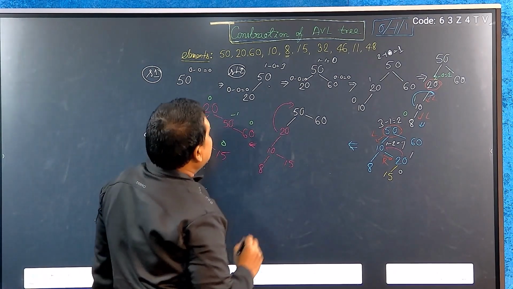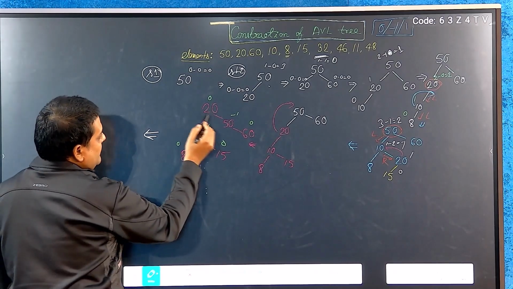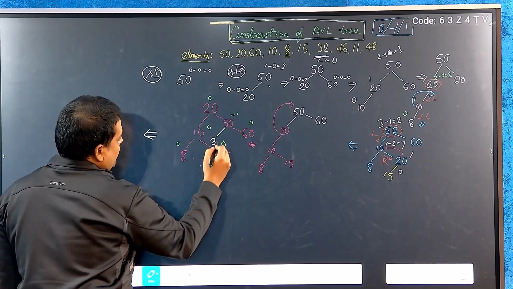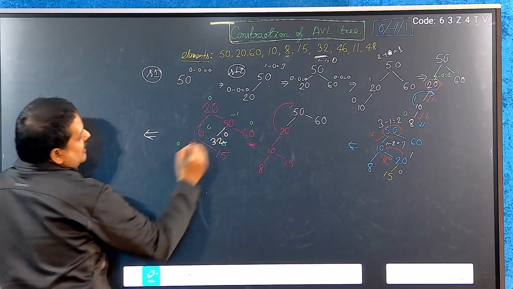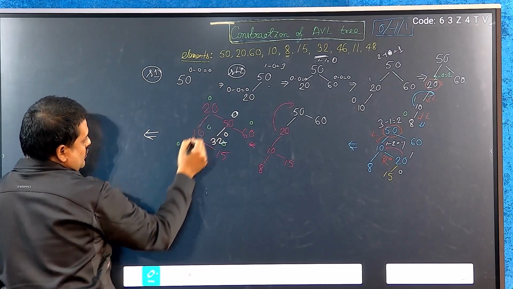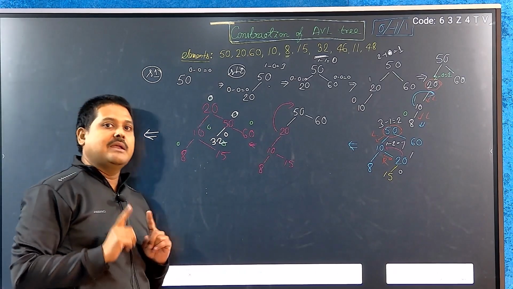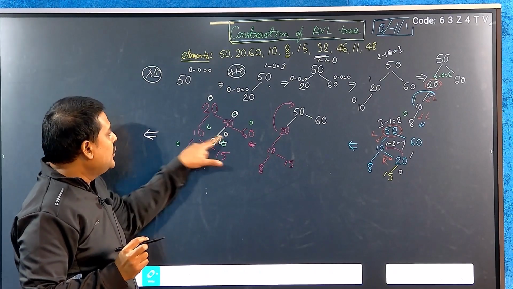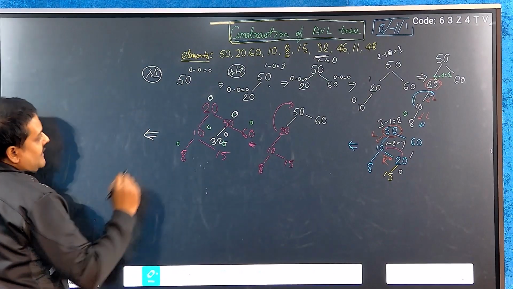Now, what is the element? 32. So, where will 32 be inserted? 32 is greater than 20, lesser than 50. So, 32 is here. For 32, the balance factor value we will calculate as 0. This is 1 minus 1, this is 0. For this, 2 and this side also 2, this is also 0. So, no problem. Always we will start calculating the balance factor value from the newly inserted node, following the particular path till the root of the tree. No problem, 32 is inserted.